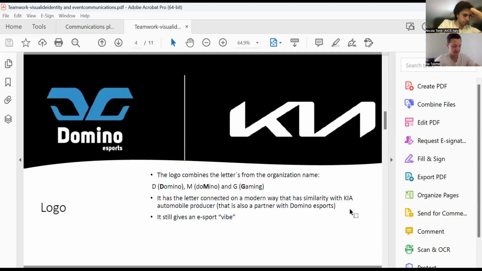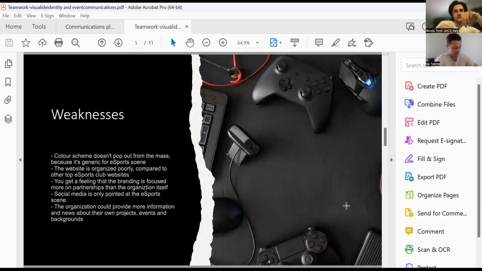Then we were looking at their logo for a bit, and it's a pretty typical thing to do, but it has the letters combined in the logo. Then we wanted to do a small comparison with Kia, which is the biggest partner that they have. It has a somewhat similar style, using letters that are combined, but it still gives this kind of esport vibe when you are looking at the logo.